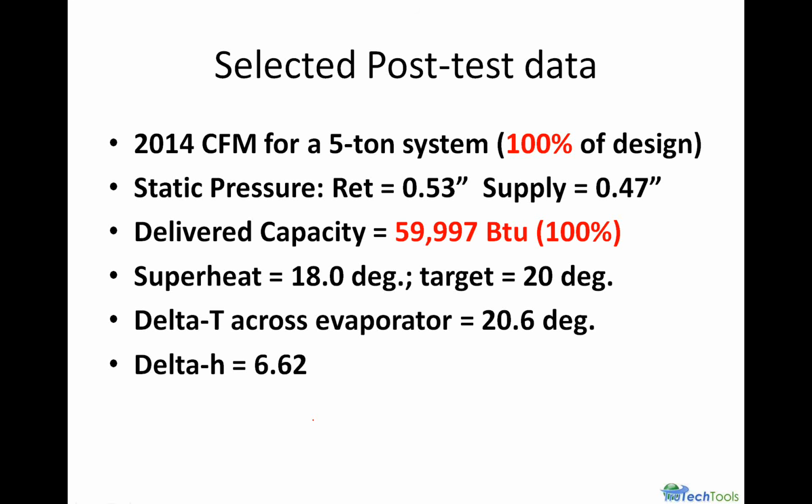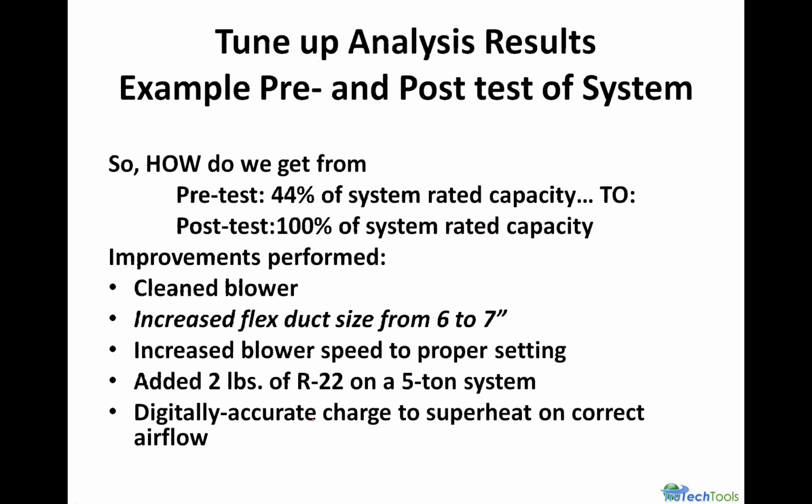Now what happened was, and we made some corrections on here, we couldn't get the static down much further than it was, because what we're exceeding was the pressure capabilities of the blower. Even though the statics didn't change much on this, the flow changed quite a bit, and I'll show you why at the end. But we had delivered capacity of 59,997. We got the charge correct, and you can see the enthalpy was 6.62, which is right on the money for where it should be. So how did it get there?